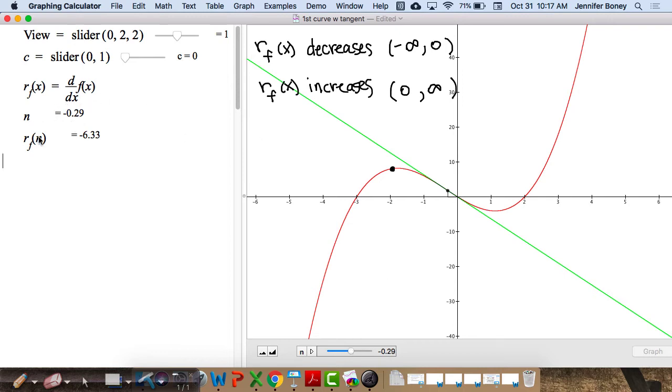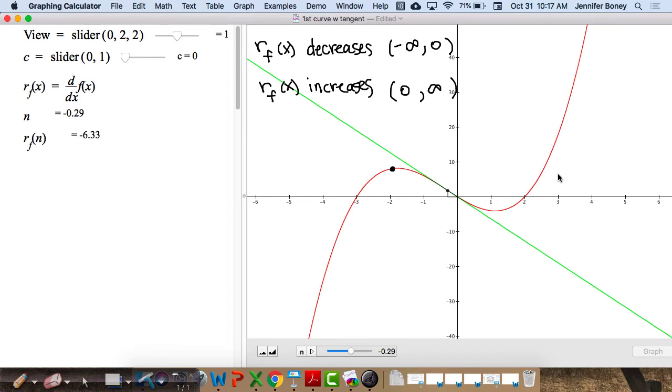So this is actually x and r sub f of x, just using the slider here. So it's not really 0. It's about negative 0.29 to 2 positions of accuracy here. But right around this spot is where my rate stops decreasing and then starts increasing. So just keeping in mind that a rate decreasing doesn't mean that a rate is negative. Just like f of x decreasing doesn't mean that the y values are negative. f of x decreasing just means going downhill. r sub f of x decreasing means that your rate values, if we had a graph of those, would be going downhill.